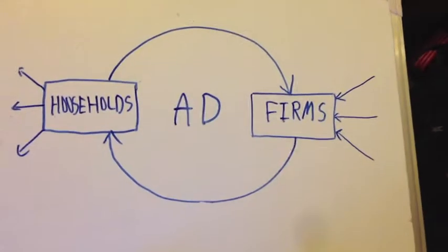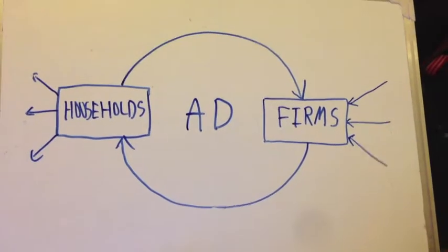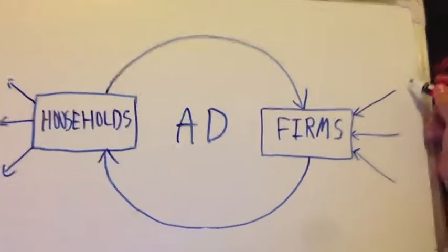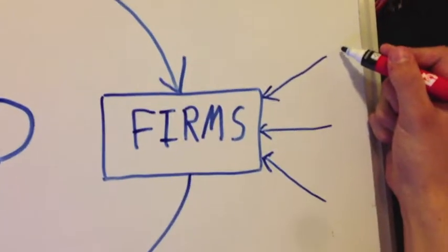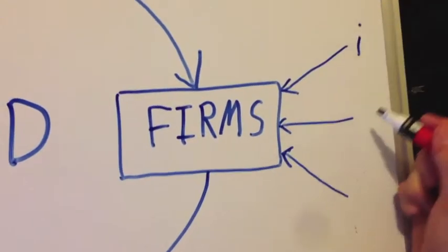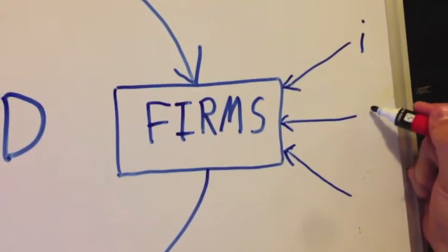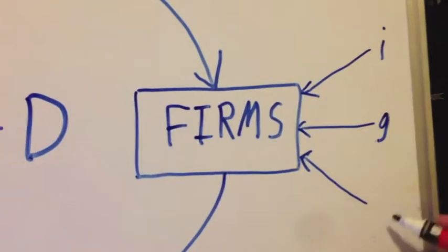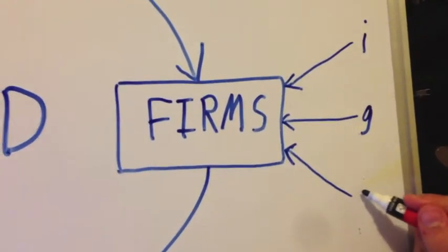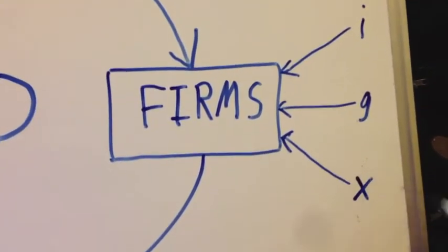Okay, today we're going to be discussing aggregate demand, and we'll start with a representation of the circular flow. Now, as we all know, there are three inputs into firms that go into the circular flow. First up, we have investment on capital. We then have government spending, for example, on welfare benefits. And then finally, we have exports, which are goods sold abroad.